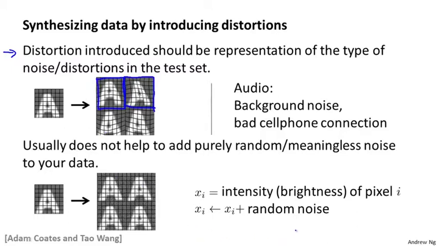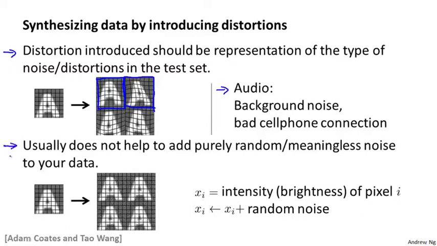And for audio, we do want to recognize speech even against a bad cell phone connection and against different types of background noise. So for the audio, we're again synthesizing examples that are actually representative of the sorts of examples that we want to classify or recognize correctly.